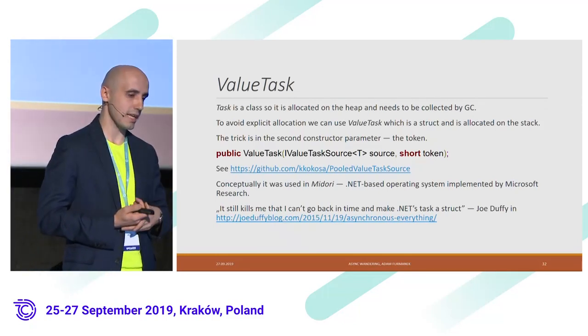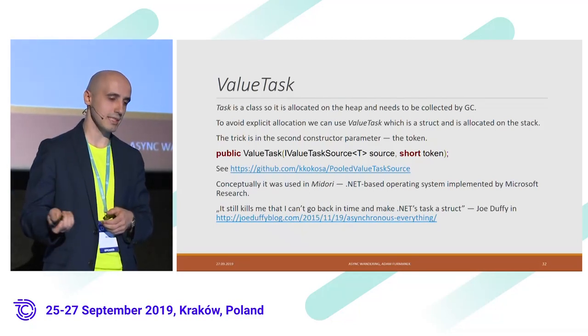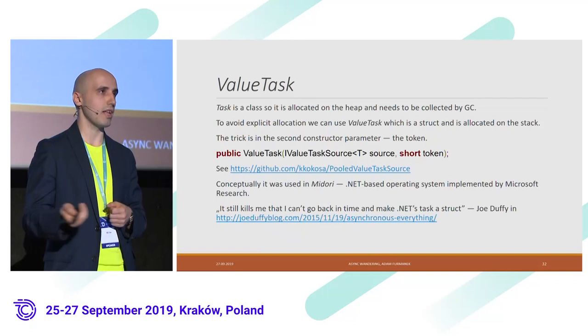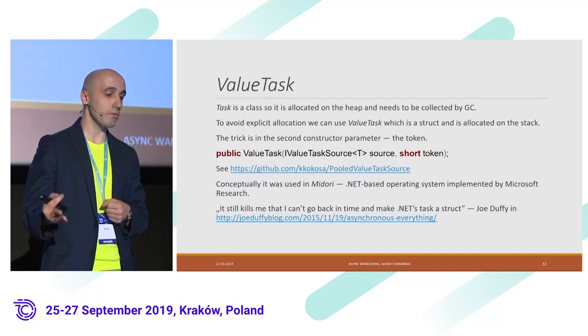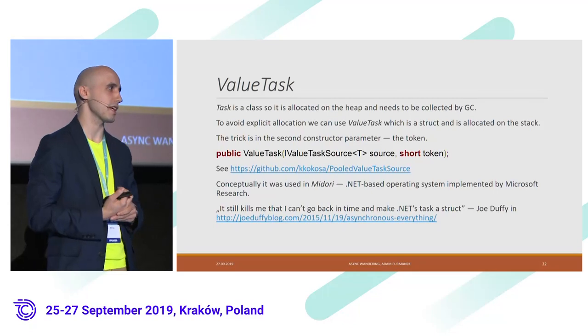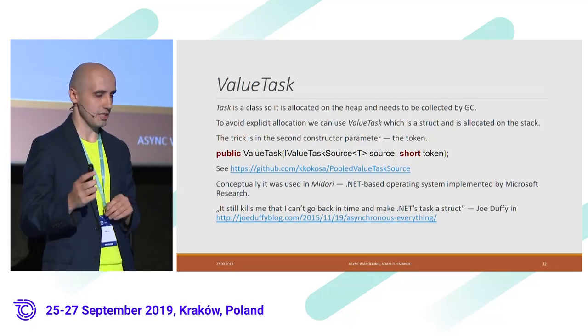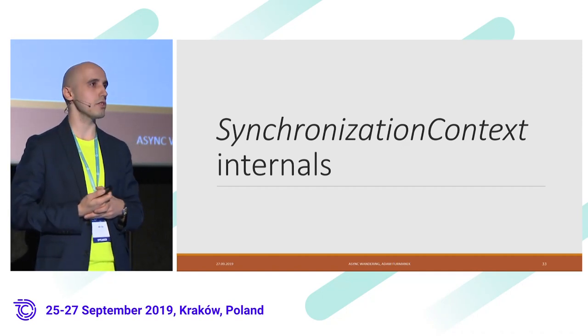He once said that it was his biggest mistake to implement the task using classes, but now we can actually continue with value tasks. They are back in .NET Core. So we can use them to decrease the allocation. If we want to decrease the allocation even more, take a look at this pooled value task source by Konrad Kokosa, where he explains how to cut the allocations down even further. Okay. That was all when it comes to tasks.